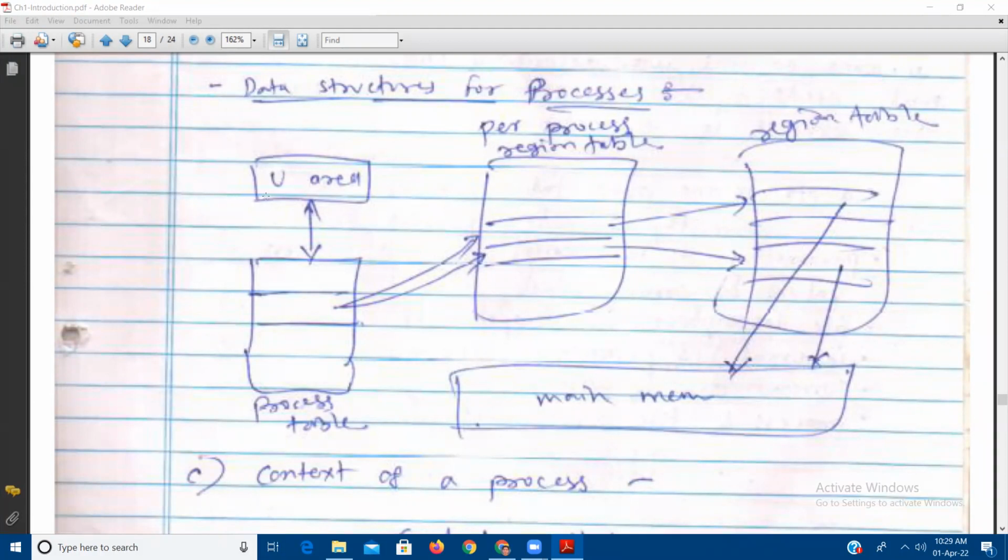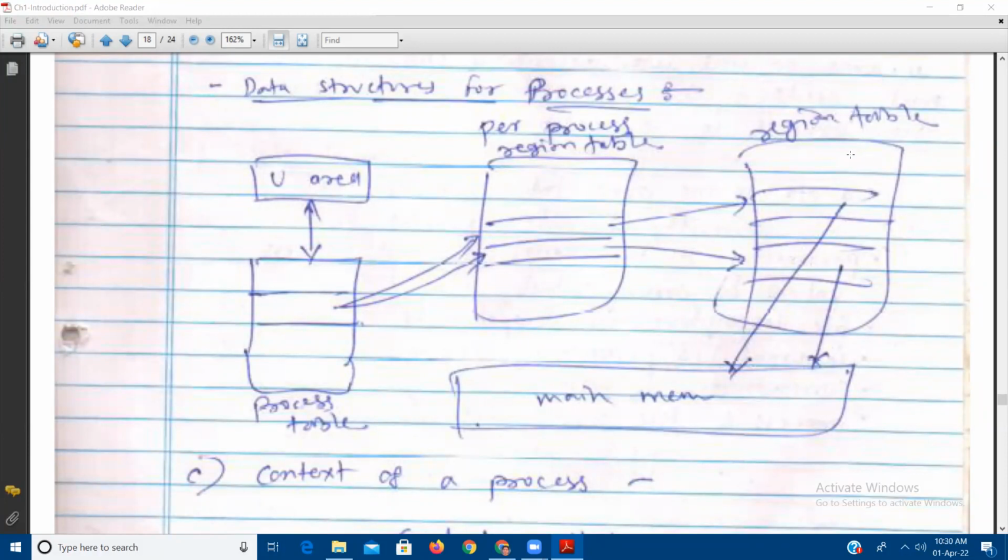So like that, first of all, the data is stored inside the U area. From the U area, it is pointing towards the process table. From the process table, it is pointing towards the per process region table, and from the per process region table, it is pointing towards the region table. So this is the flow, and actually a region is nothing but the logical address space, and that logical address space gets mapped onto the physical address space. Physical address space is nothing but the main memory.